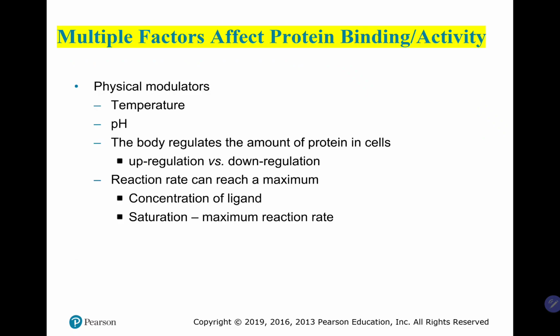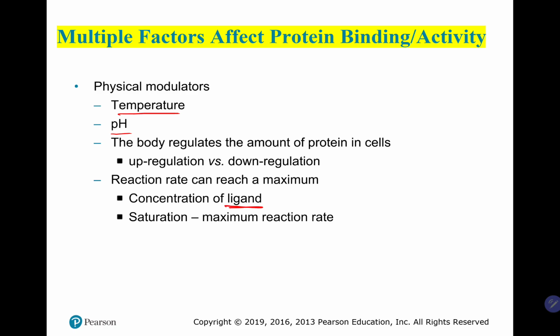Okay, there are multiple factors that affect a protein's affinity or a protein's binding. Temperature, pH, right? If the temperature is too high or too low, that will affect how this protein will act, and it probably won't bind. If it's out of its original pH, it won't bind. So these are factors that will affect how a protein will bind.